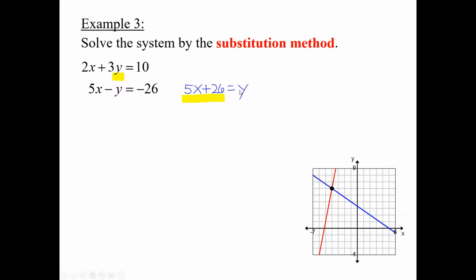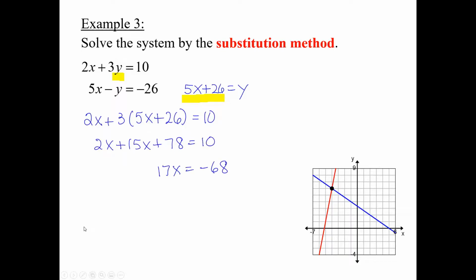Okay, this y business right here came from the second equation. So now we're going to substitute this into the first equation. So there it is. We simplify it, divide, and we get x equals -4.